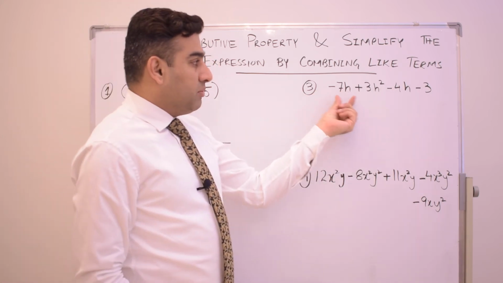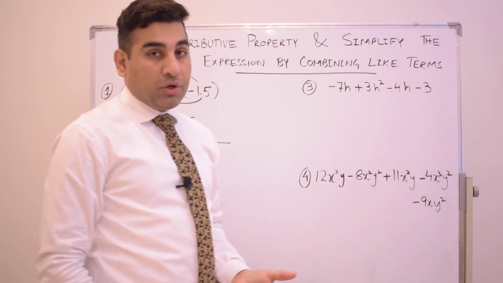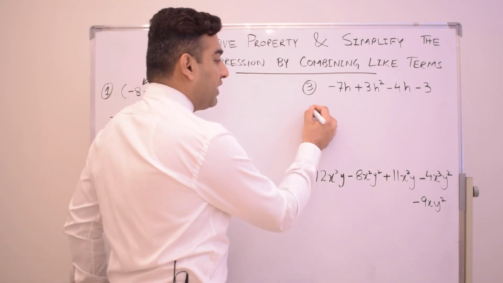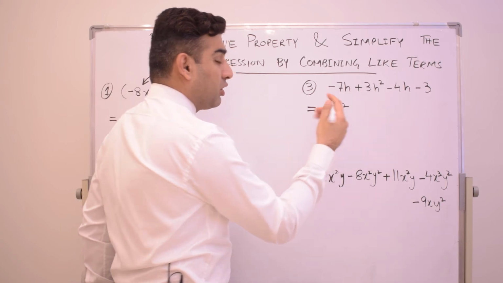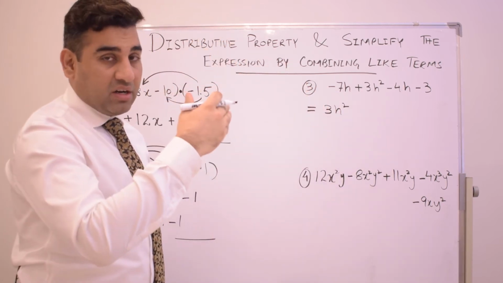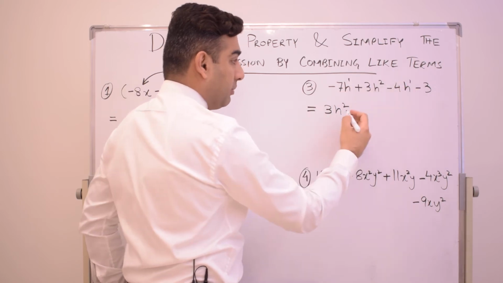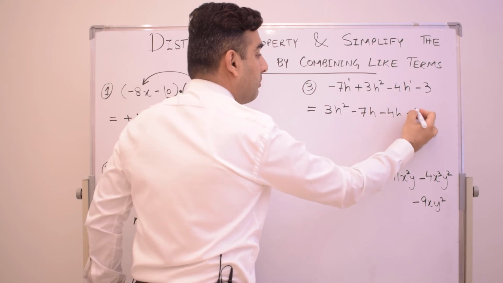This is the h term, this is the h square term, this is the h term, and the 3 term. As I told you, only like terms are addable. So first of all, we gather the like terms. 3h square, because its power is the highest one, I will write first. Then I will write the 1 power variables, minus 7h, minus 4h, minus 3.